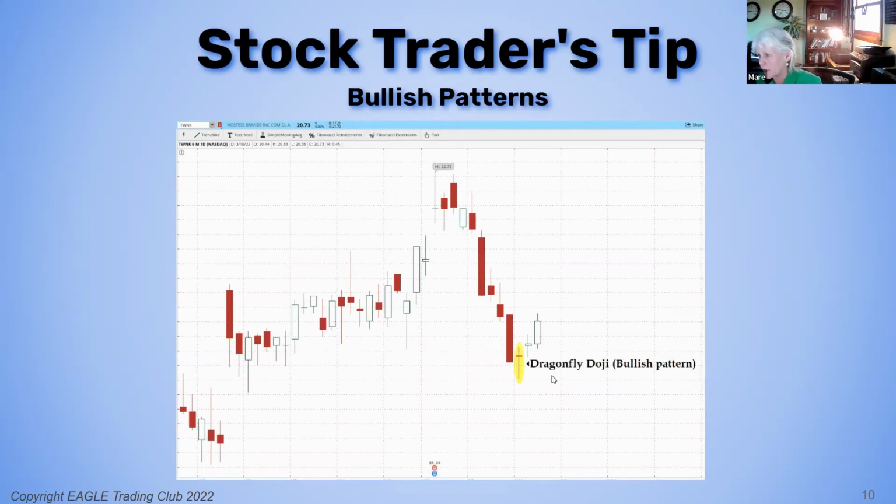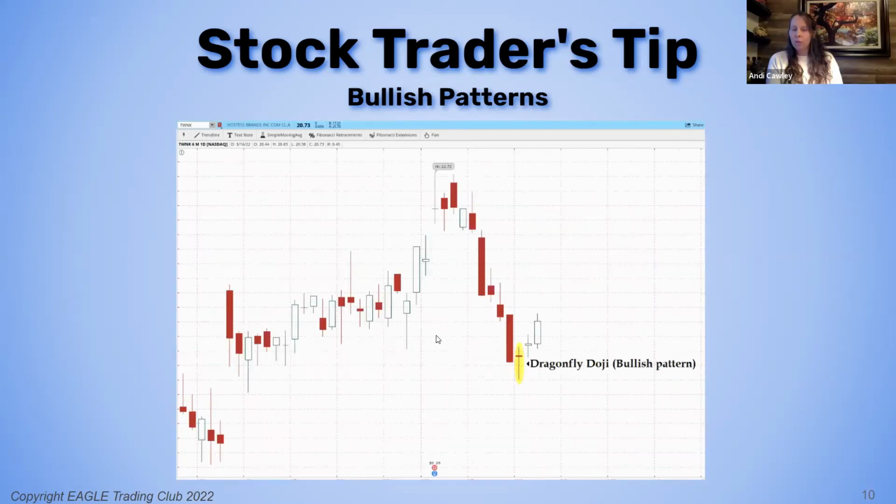I don't know why it's called the dragonfly doji, but the dragonfly doji is at the bottom of the end of a downward trend. You'll see dojis throughout, though you don't really see them here. Maybe that's a doji, or there's a doji right there. But this one is usually an indicator. If you see a doji at the bottom of a long downward trend, in all likelihood you can at least watch it very closely for it to start to go back up.